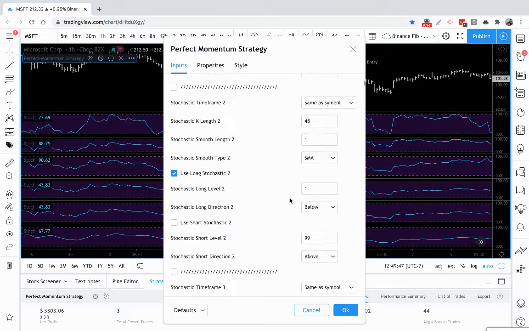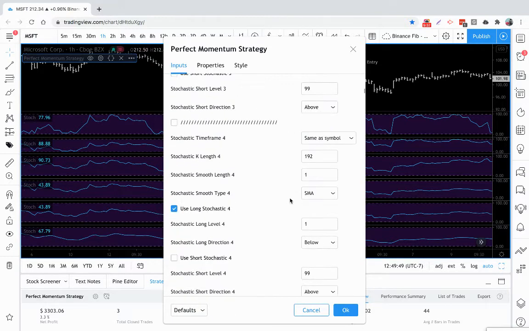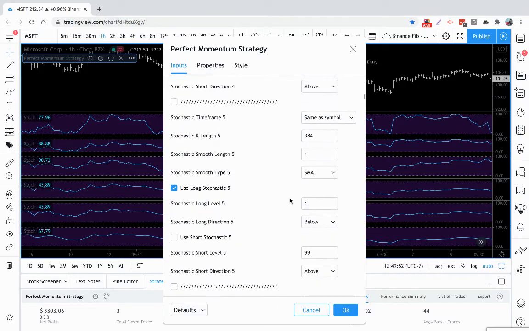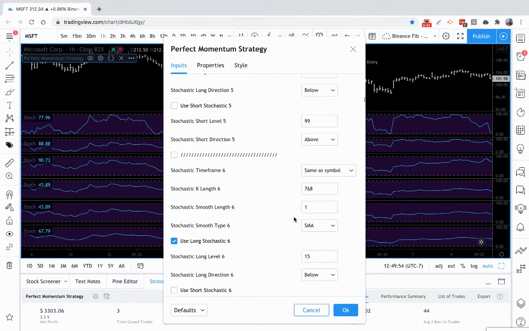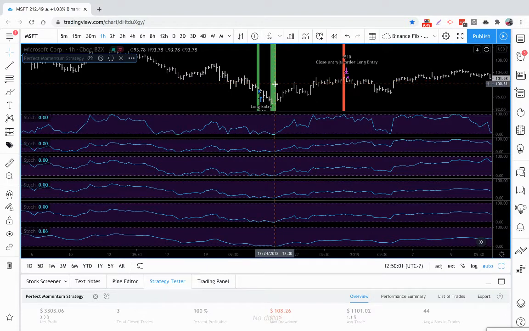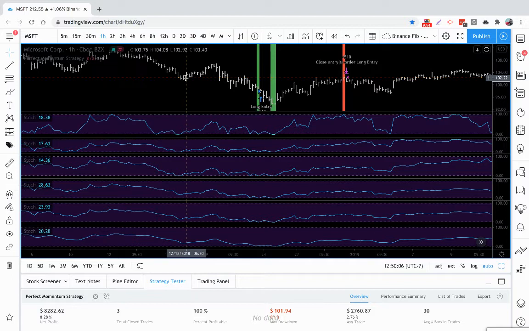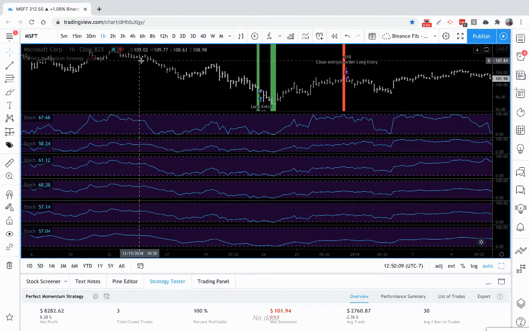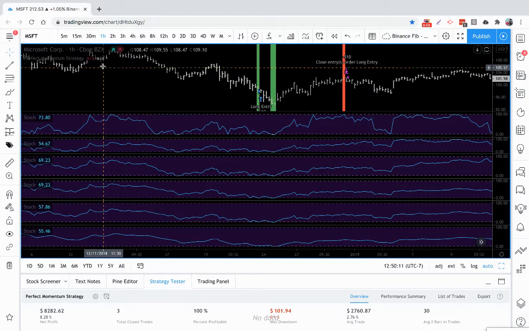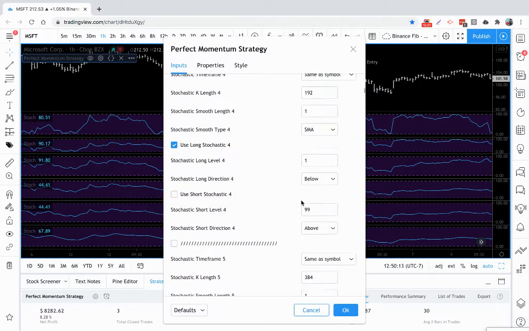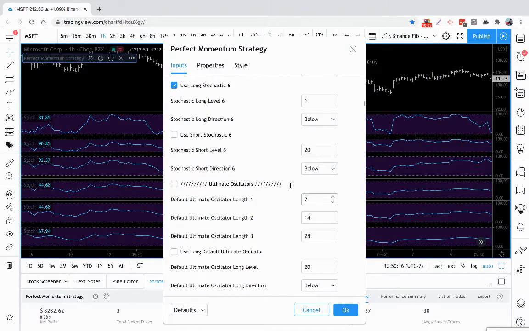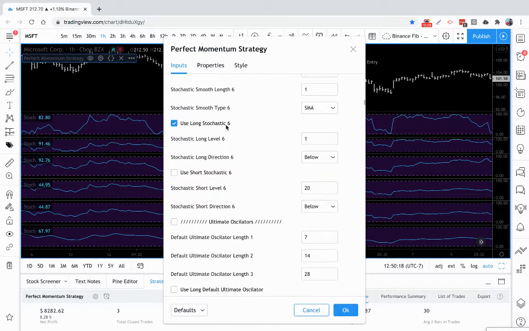We got 199, 199. And you need to check this a couple times, sometimes, just to make sure you have everything set up to where you want. Okay. Stochastic below 1. Now let's try it. Now it'll show up over here for sure. Let's see, do I have my settings correct? Use long stochastic 6, yes. Long level beneath 1.